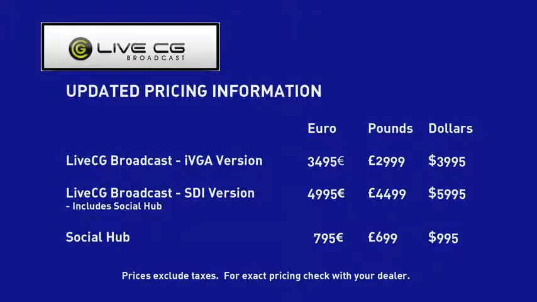Now, if you need the model with SDI inputs and outputs, and that's basically for any other type of product, whether that's Blackmagic switchers or whatever, then you need the SDI equipped version, which is €4,995, and that's about $6,800. Now, the only extra that is currently available is a social hub plugin.